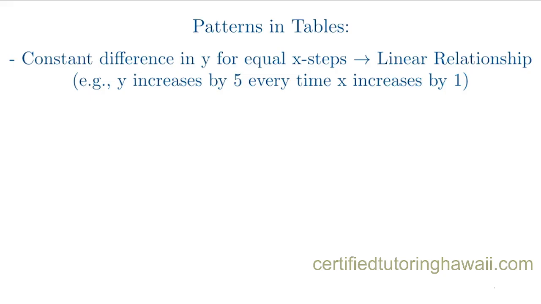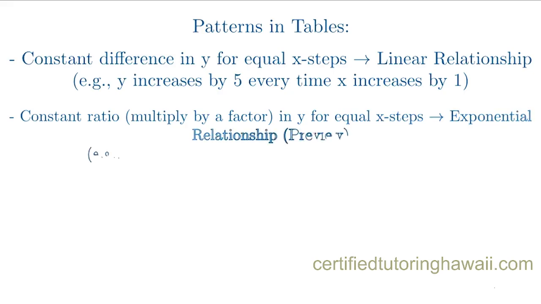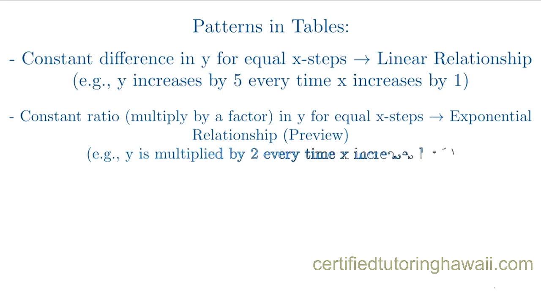On the other hand, if a table shows that the output y is multiplied by a constant factor for every 1-step change in the input x, then the relationship is exponential. For example, if y is always doubling as x increases by 1, you're looking at exponential growth. You'll dive much deeper into exponential functions later, but it's a good preview to see that different patterns in data lead to different types of equations.